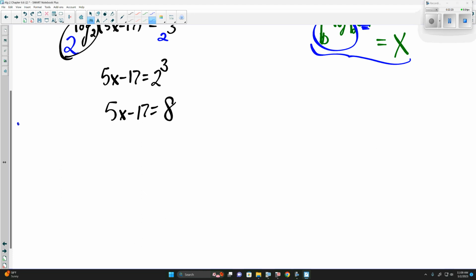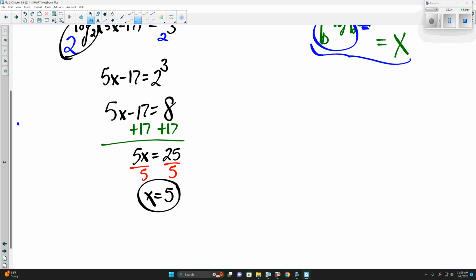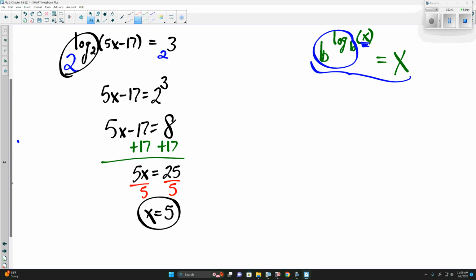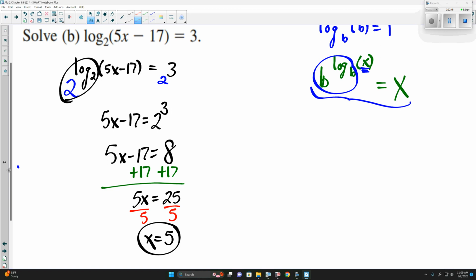Then we just need to solve for x, so we can add 17 to both sides, telling us that 5x is equal to 25. And last but not least, we can divide both sides by 5. x is 5, and that's it. Now we can check and make sure.